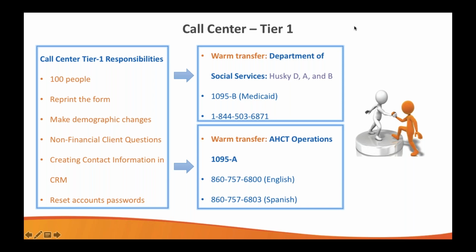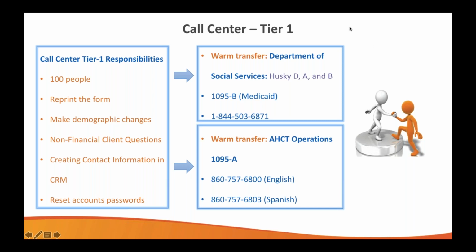Again, warm transfer, Department of Social Services for a Husky D, A, and B, the 1095B Medicaid form. There's a number. A lot of times they're backed up at this time of year because of their B forms. So what happens is we just suggest that the consumer calls that number and tries to square away what they're looking for, or if they didn't get a form, that type of thing.